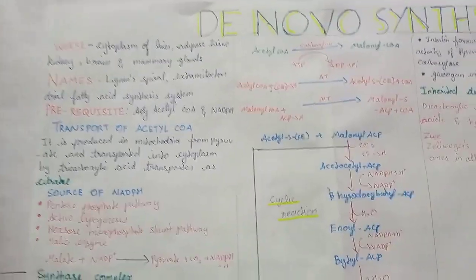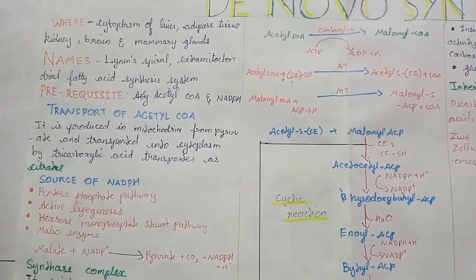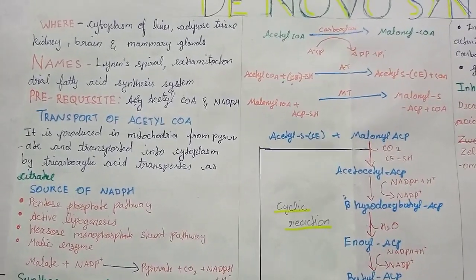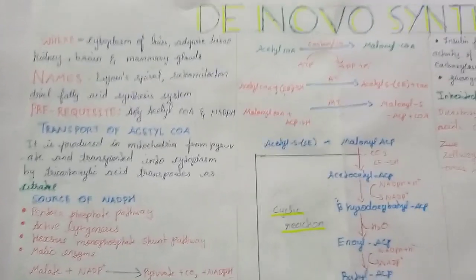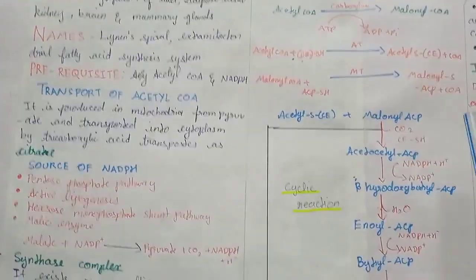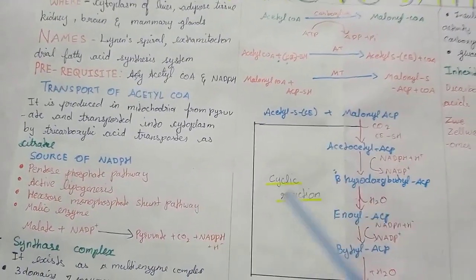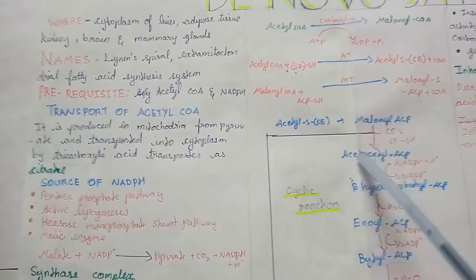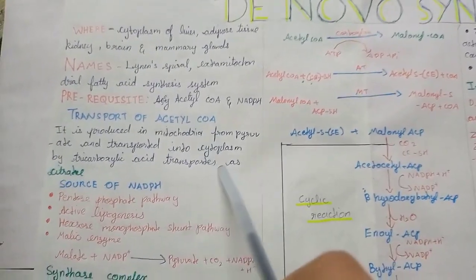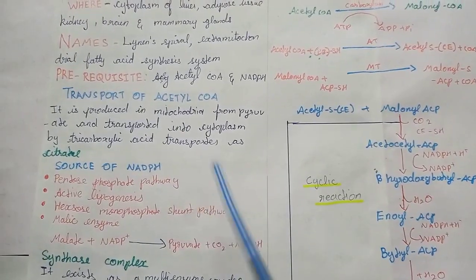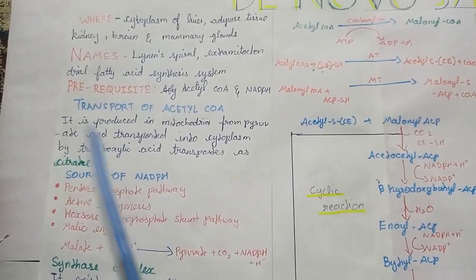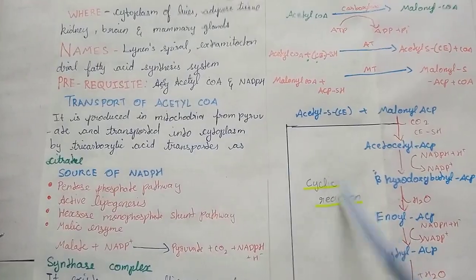They are lipogenesis, extra mitochondrial synthesis, and fatty acid synthesis. What are the pre-requiring substances for de novo synthesis? That is acetyl-Coenzyme A and NADPH. Now, transport of acetyl-Coenzyme A. We got to know that acetyl-Coenzyme A is necessary for de novo synthesis. The acetyl-Coenzyme A is produced inside the mitochondria. That is, it should be moved from the mitochondria to the cytoplasm.